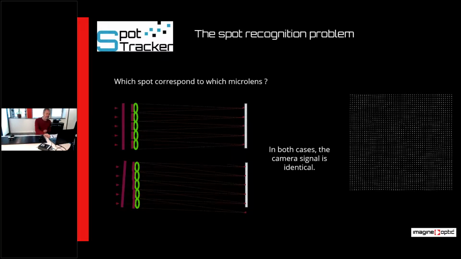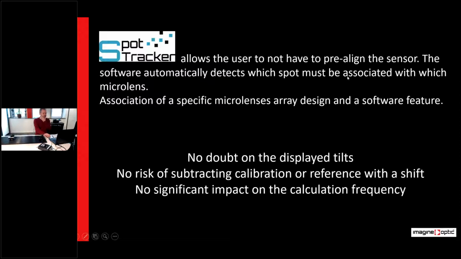So what we did in this sensor is that we added SpotTracker technology. It allows the user not to have to align the sensor so carefully, because the idea we had before this technology was to insist on the fact that the sensor must be aligned with the beam in order to reduce the tilt, to be sure that the association between the spot and the microlens is correct. So the software will now detect automatically which spot must be associated with which microlens.